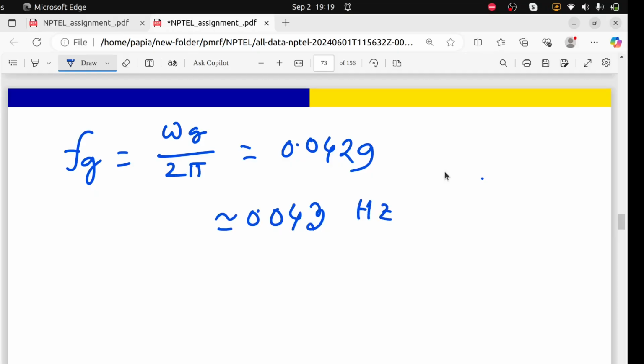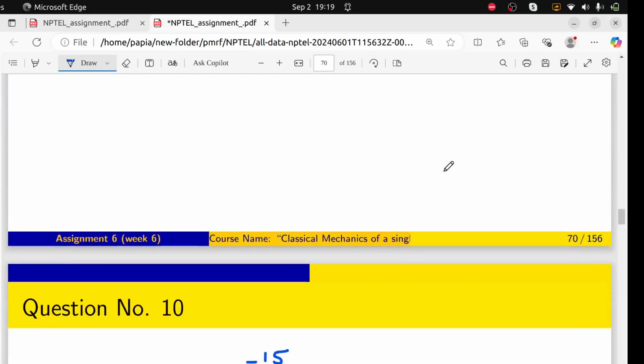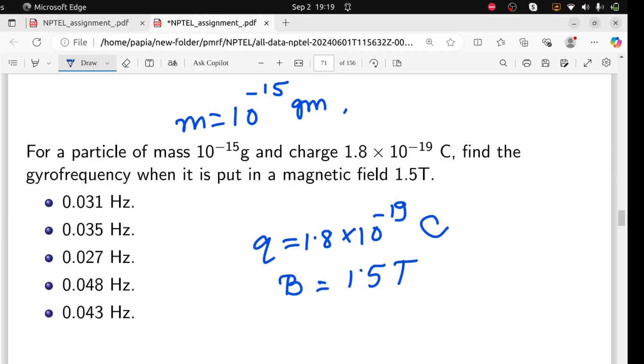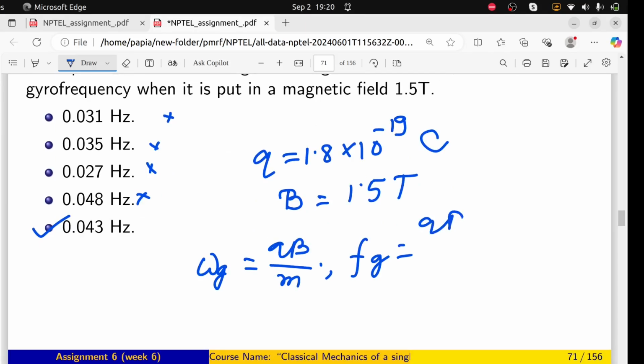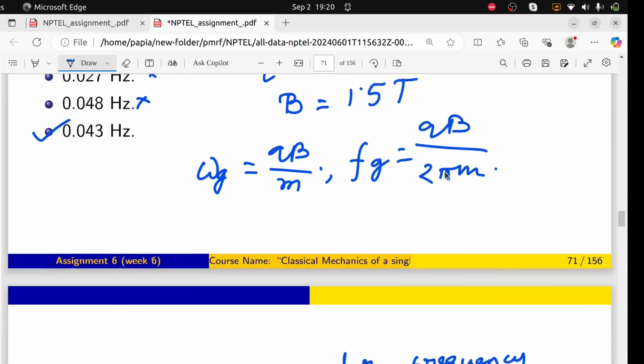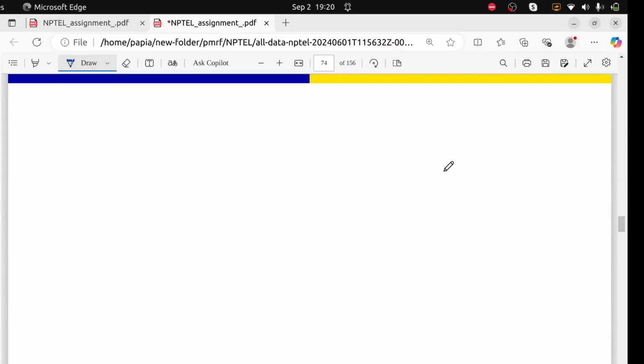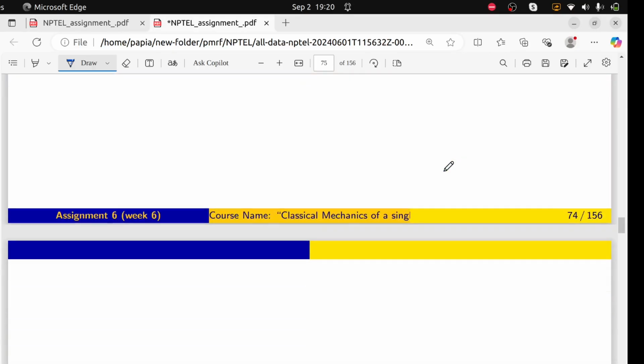Okay, so the answer is 0.043 hertz. So none of these options should be correct and the fifth one will be the correct one. So what we have used, we have used the expression omega g is qB by m and f g is qB by 2 pi m. Okay, this is the gyro frequency.